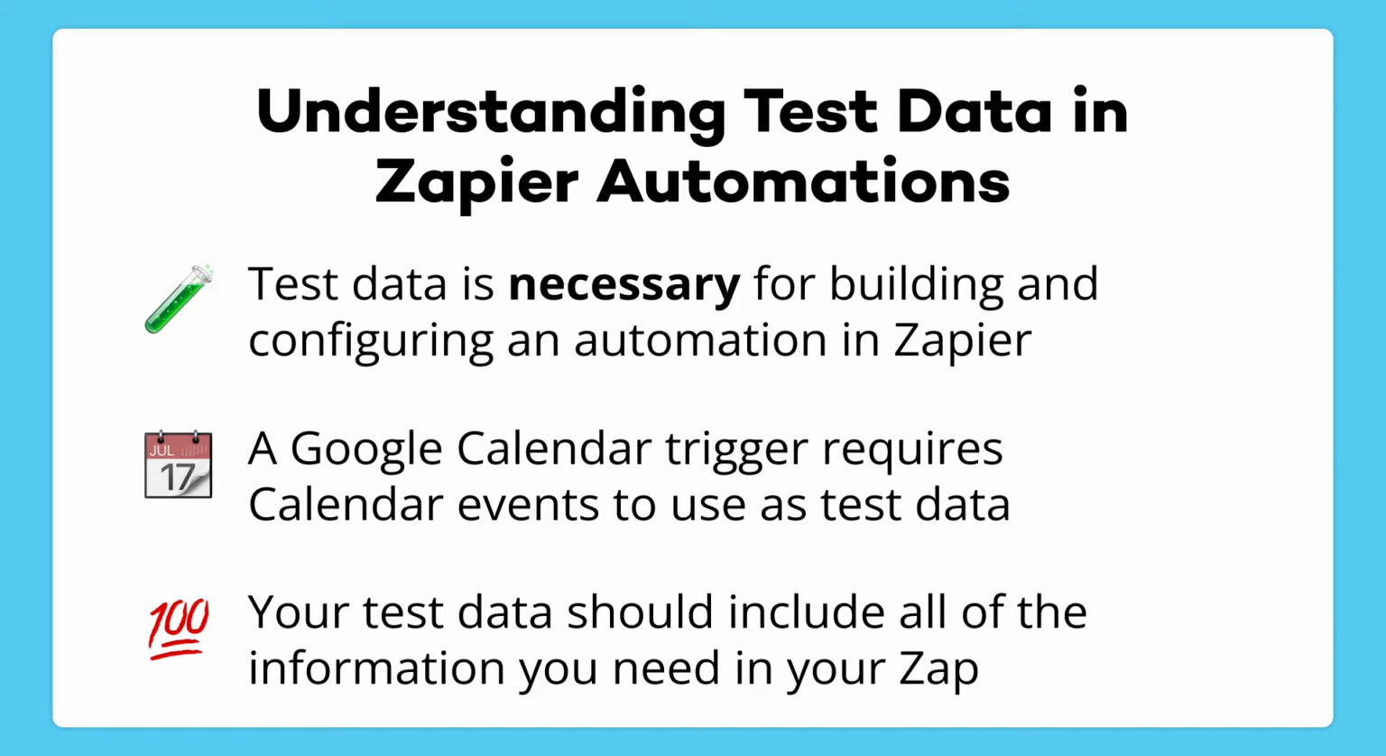Any data in your trigger app can be used as test data, but you usually should pick something that has all the information you intend to use in your automation. For instance, if you want to reference the Zoom link from the calendar event in your Zap, you should use an event with a Zoom link as your test data. Let's see what a good test looks like and what a bad test looks like.